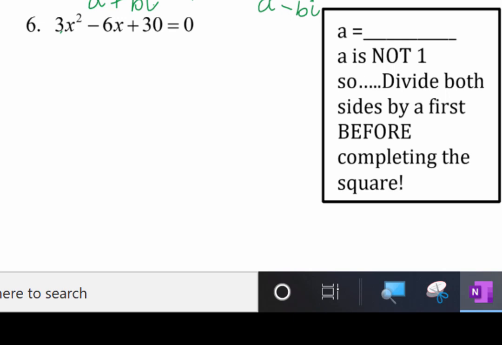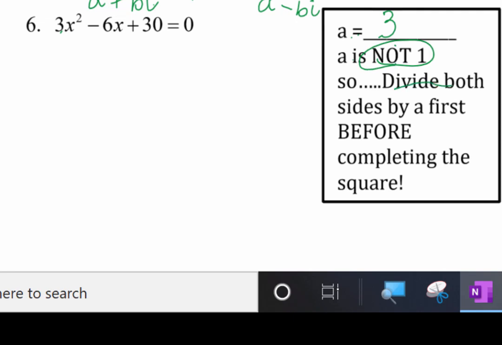So in the last few videos, we've been working on solving quadratic equations using a method called completing the square. I want you to take a look at this problem and tell me what's different about it as opposed to the other problems we've been working on. 3x squared minus 6x plus 30 equals 0. And I gave you a big hint here. What's A? A is 3. A is not 1.